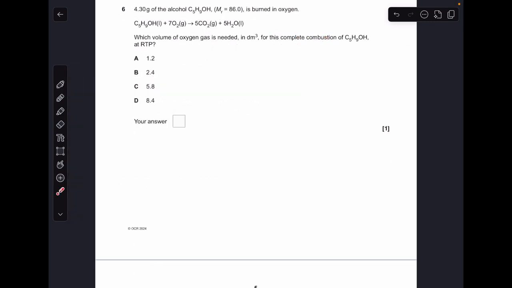Number 6, so the first thing I'm going to do is work out the moles of alcohol that's been burnt. So that's just mass over the Mr. So 0.05 moles of alcohol. So therefore we're going to need 7 times as many moles of oxygen for complete combustion. So that's 0.35 moles of oxygen, and then we just multiply by 24 dm cubed to get the volume at RTP. So that's 8.4 dm cubed, so option D.